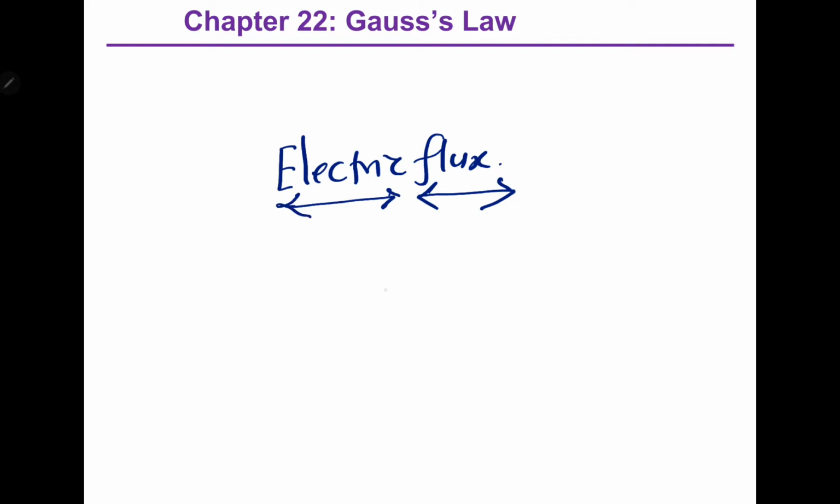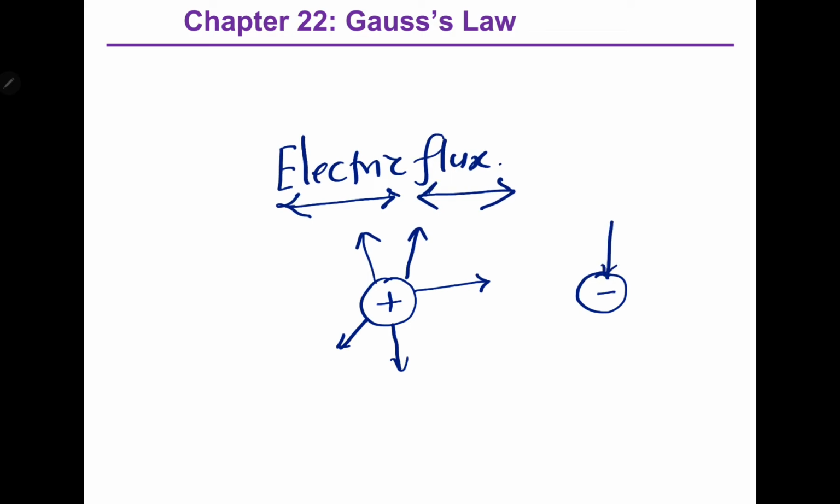So we know the positive charge. From the positive charge, electric field lines are going out. They will be perpendicular to the surface and pointing outwards. If here is a negative charge, electric field lines will go inward, right? Like this.